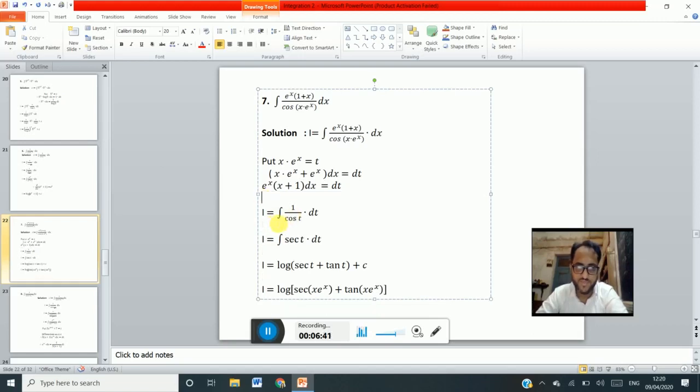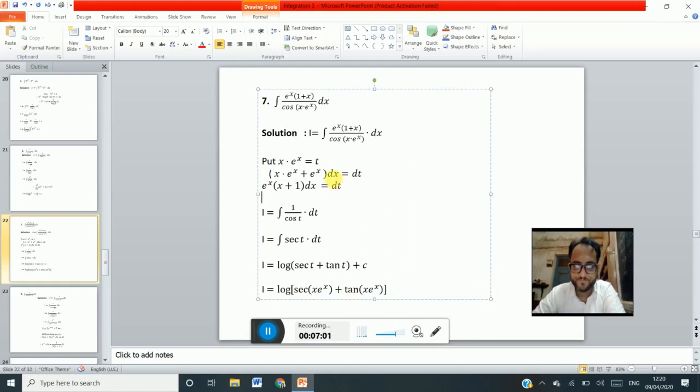Substitute here, what do we get? That is the integration of 1 upon cos t, and e to the power x into 1 plus x dx is dt, and 1 upon cos is sec t, and the integration of sec t is what? Log of sec t plus tan t plus c, right? So this is the final answer in this example.